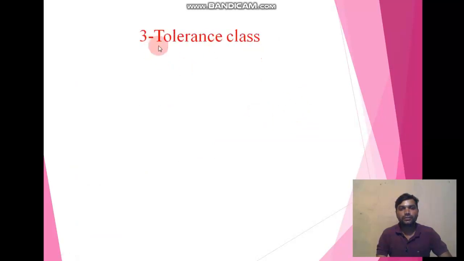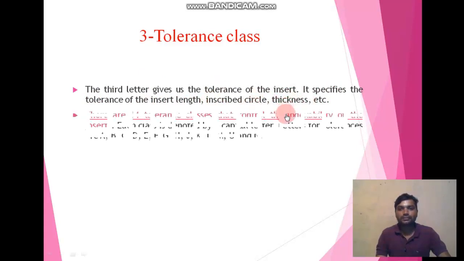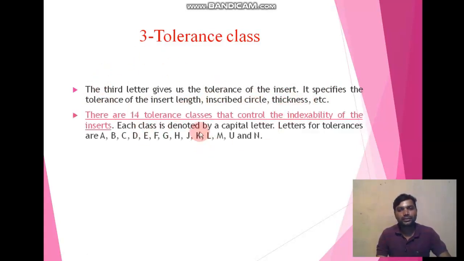Then next we will discuss the tolerance class. The third letter gives the tolerance of the inserts. It specifies the tolerance of insert length, inscribed circle and thickness. We have a total of 14 tolerance classes, and each class is denoted by a capital letter: A, B, C, D, E, F, G, H, J, K, L, M, U and N. These 14 letters indicate the different tolerances in the third position.